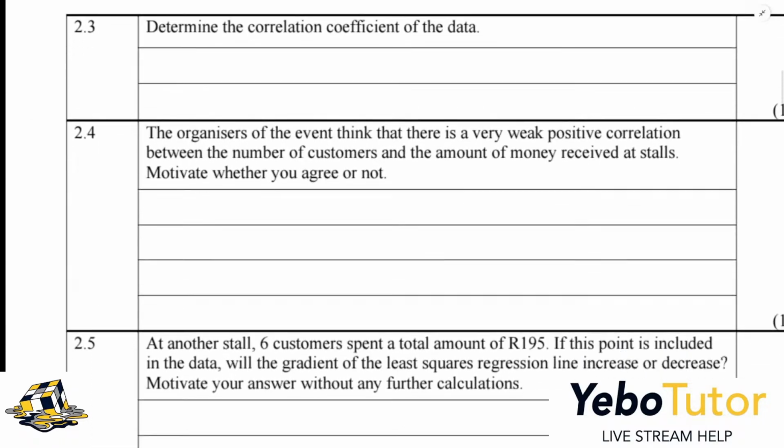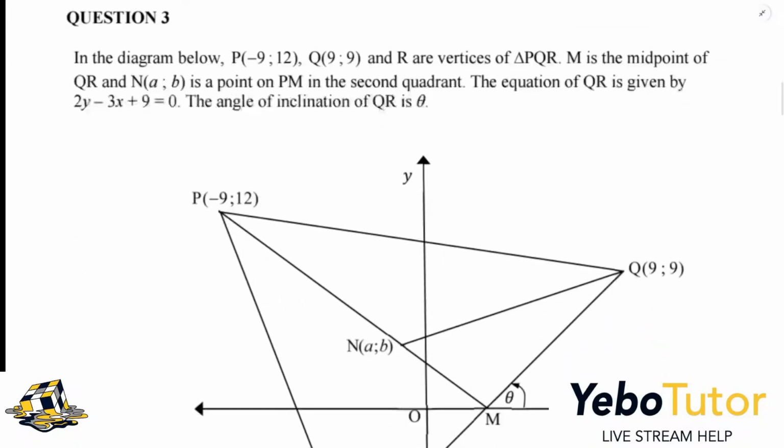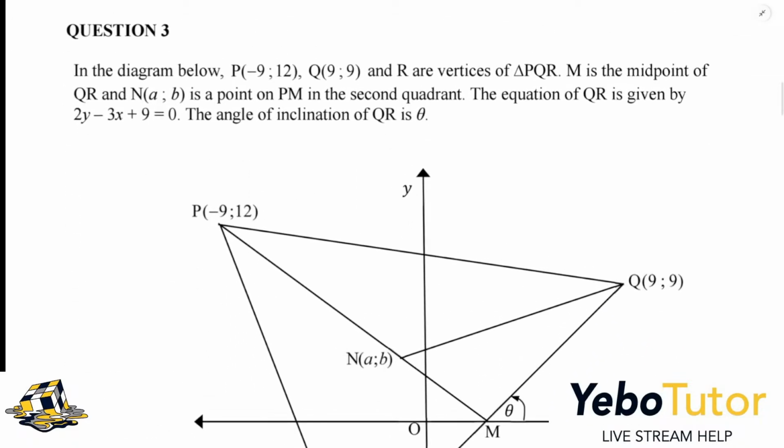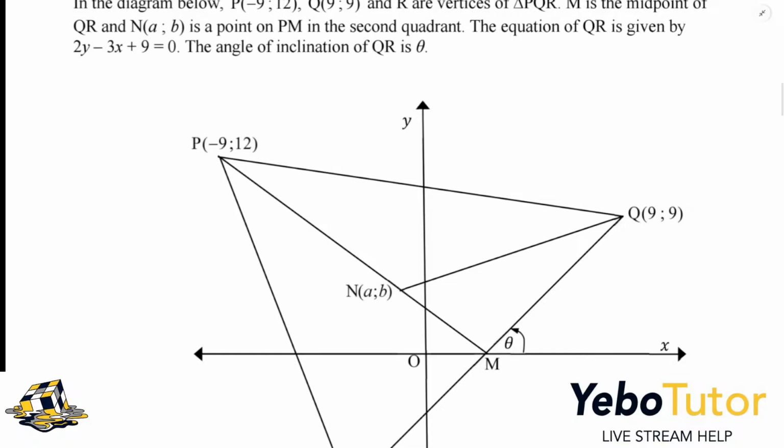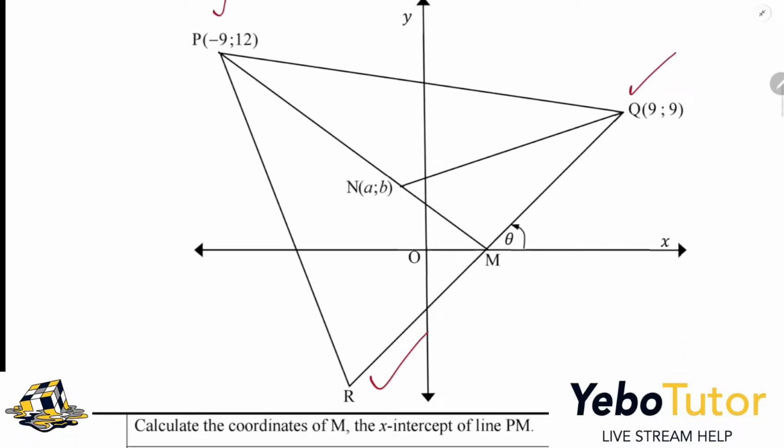Question number 3. In the diagram below, point P, which is given as (9;12), point Q, which is (9;9), and R are vertices of the triangle PQR. Let's see where these points are in this triangle so that we are aware of what we are dealing with. This is the point P, this is the point Q, this is the point R, and that forms the triangle they are speaking about.